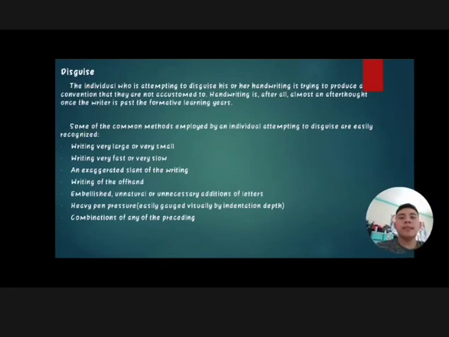Disguise. The individual who is attempting to disguise his or her handwriting is trying to produce writing that they are not accustomed to. Handwriting is, after all, almost an afterthought once the writer is past the formative learning years.